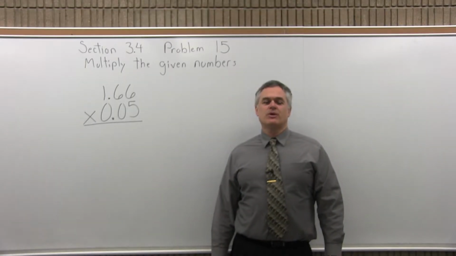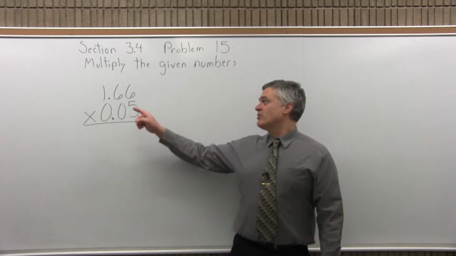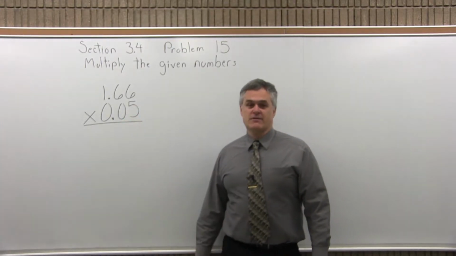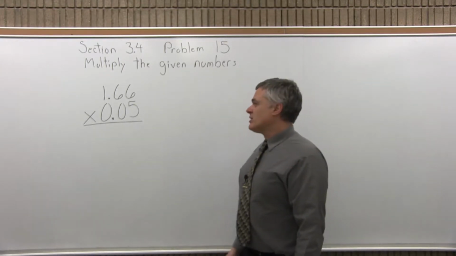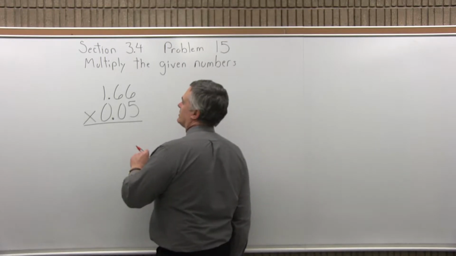This is Section 3.4, Problem 15. It says multiply the given numbers. We have 1.66 times 0.05. So at first, just ignore all the decimals. Multiply 166 times 5, and then figure out where the decimal will go in your answer.